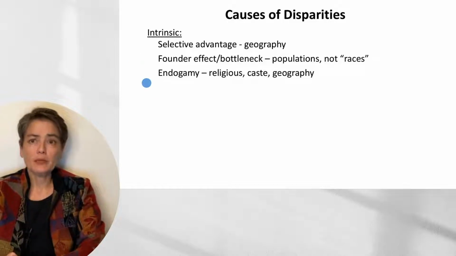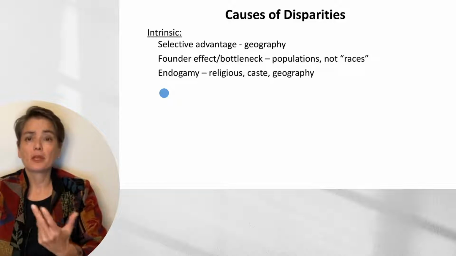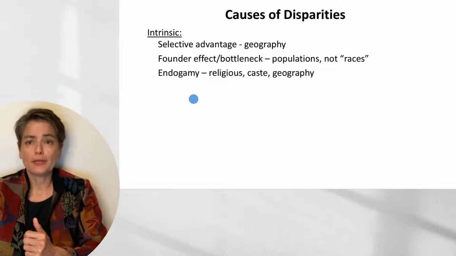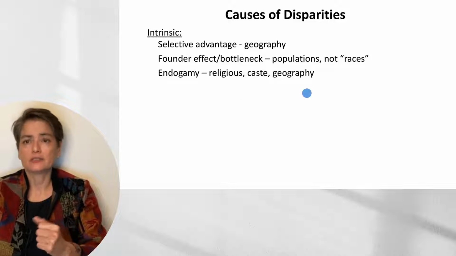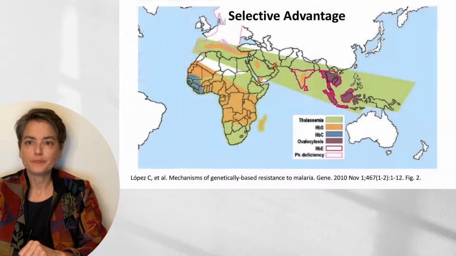And we have endogamy, which is marriage within, or more specifically, breeding within one's particular group based on religion, caste, geography, etc. But again, these are populations and they are not races. So let's go through each of these to provide some clarity.